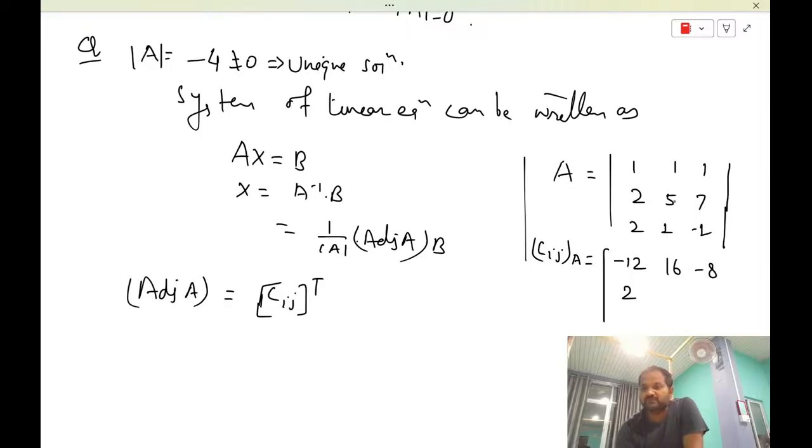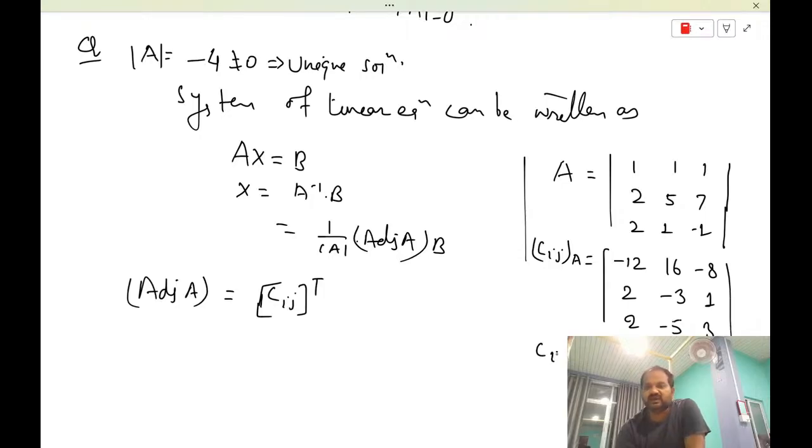So minus 1, minus 2, minus 3. For this one, negative. So 1, minus 2, minus 1, minus 1, plus 1. For this one, positive. 7, minus 5, 2. For this one, negative. So 7, minus 2, 5, minus 5. Okay, and for this one, it will be 5, minus 2, 3. So these are the Cij.